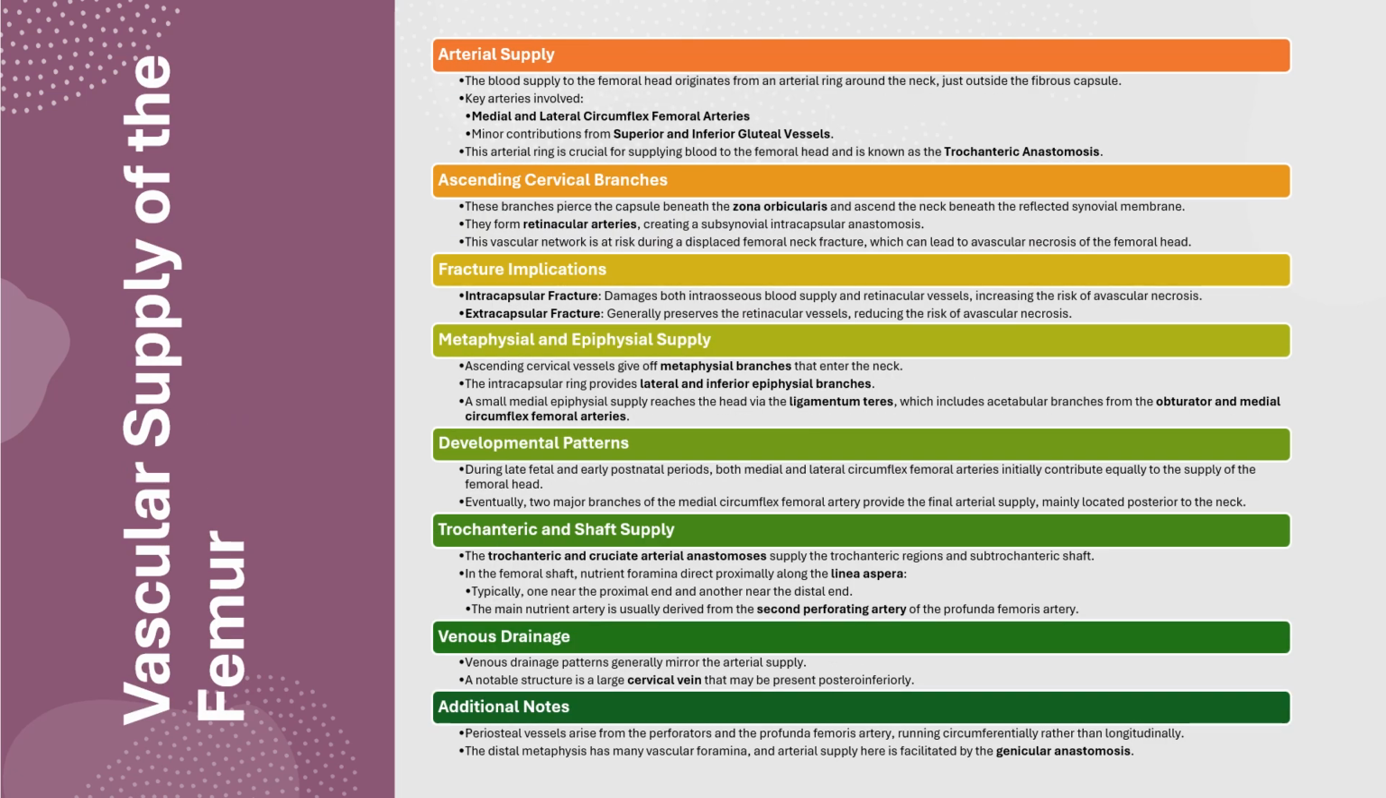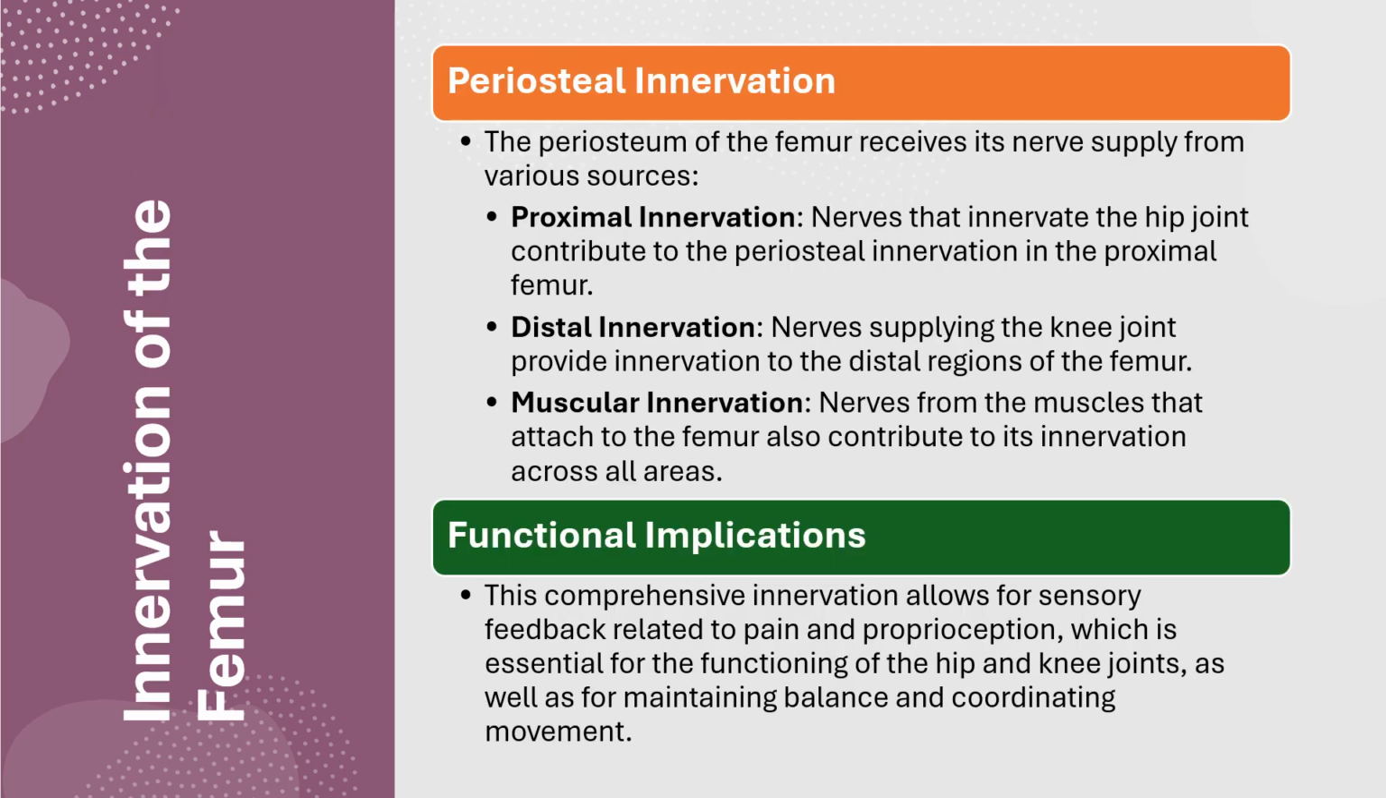Vascular supply: the femur gets its vascular supply from the medial and lateral circumflex arteries, with some contribution from the superior and inferior gluteal vessels. There are ascending cervical branches. Some fractures occur here, that is the intracapsular fracture and the extracapsular fracture, and trochanteric fractures. Then the venous drainage and the innervation of the femur.